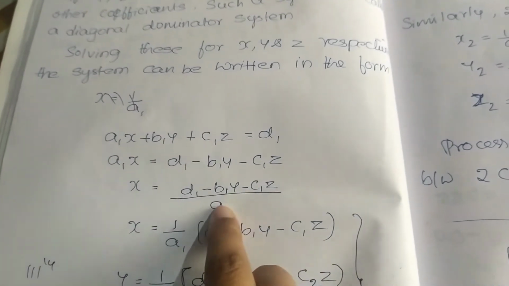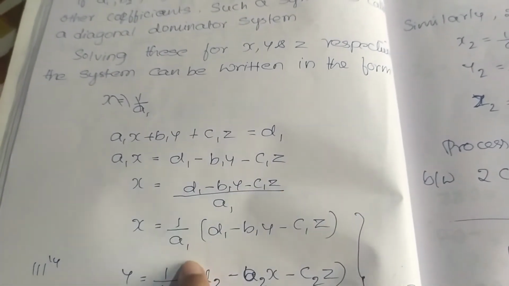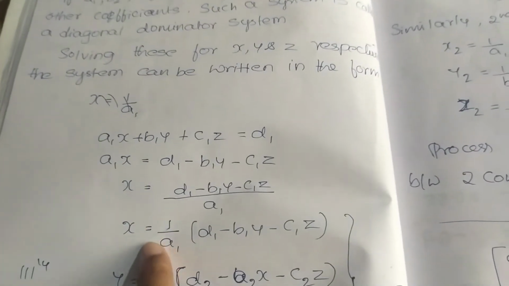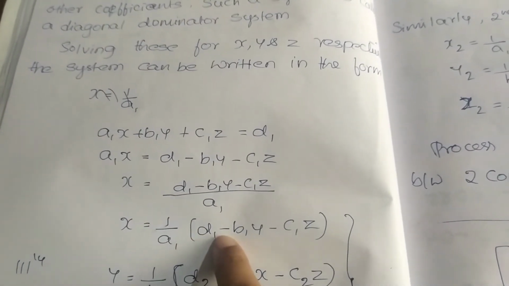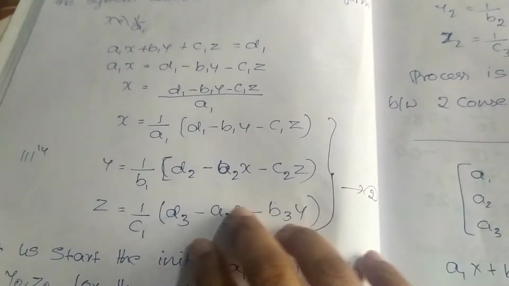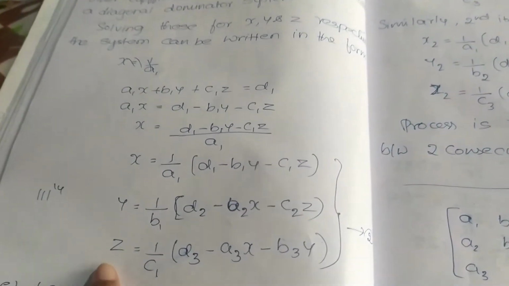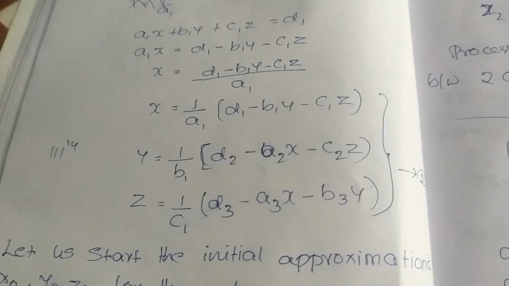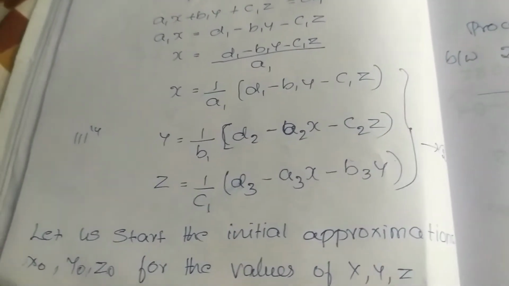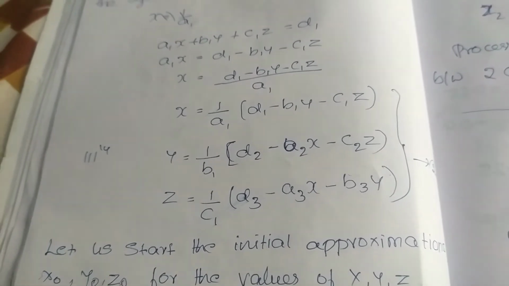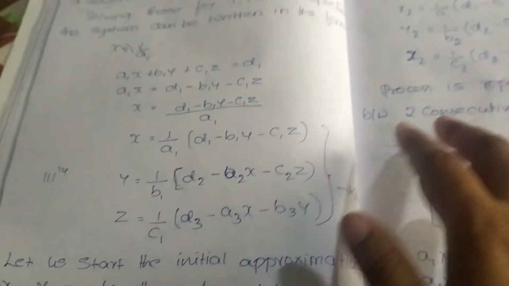Since a1 is common for all the three, we are taking it outside. We get the final equation x equals 1 by a1 into d1 minus b1y minus c1z. Similarly, from the above equations we get y and z. Now for the initial process, that is the first approximation, we are considering x0, y0 and z0, all the three values, as zeros.